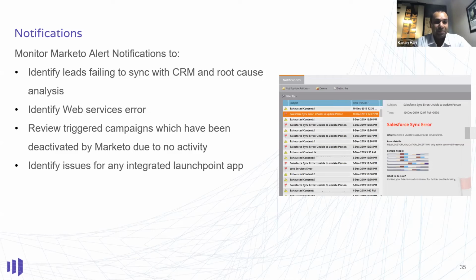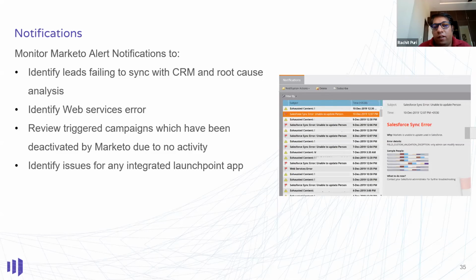Monitoring Marketo alert notifications can go a long way to see how the platform is performing, what is set up right, and what's not set up right, and it can give a lot of detailed insights. Identifying leads that are failing to sync with CRM and their root cause analysis, that's a big one. You get plenty of notifications around that. Identify web service errors, and review triggered campaigns which have been deactivated by Marketo due to no activity. That happens quite often. And identify issues for any integrated LaunchPoint app. These are all the notifications that you should primarily keep an eye on.